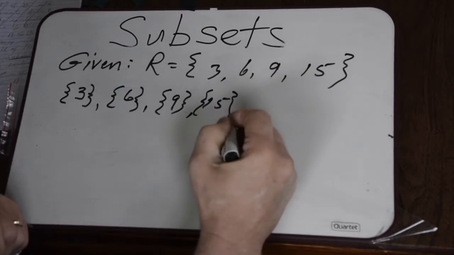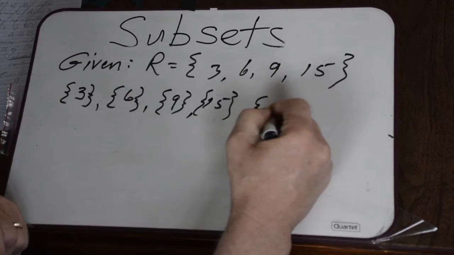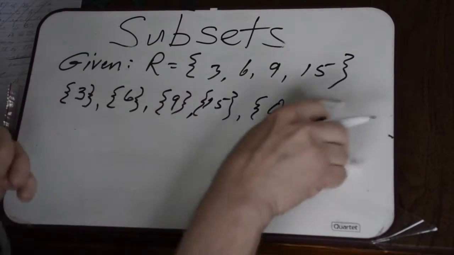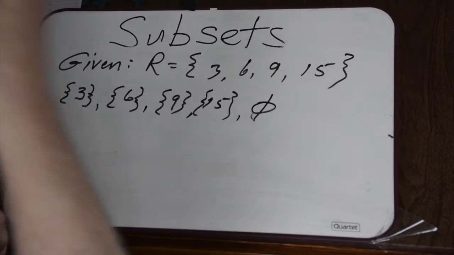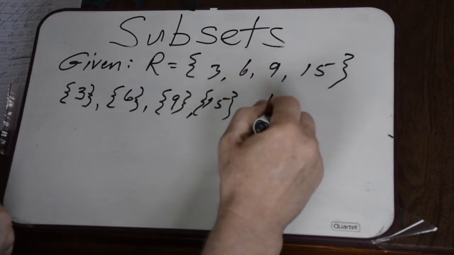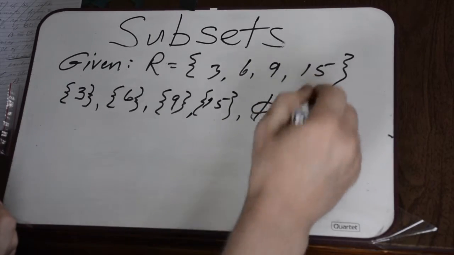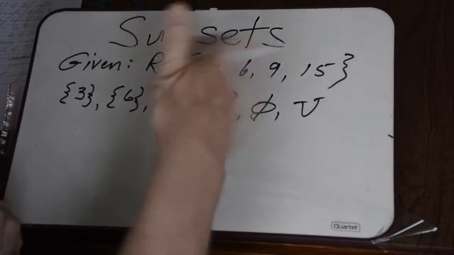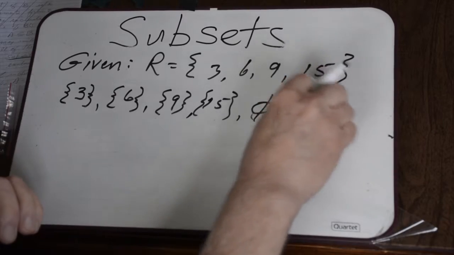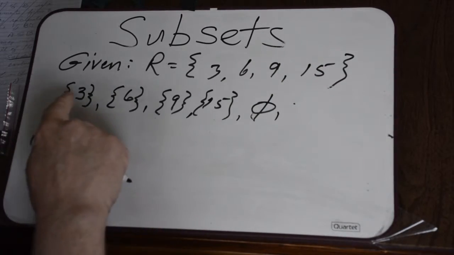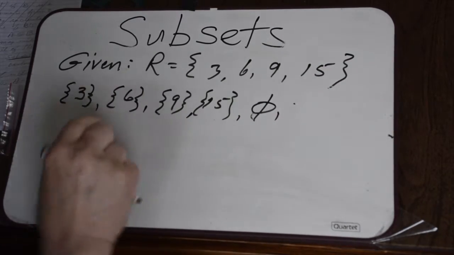I could also say, so we don't forget about it, the null set is going to be a subset. And we can even say the universal set is a subset. It's going to be all of them, but we'll write that out as a list of the four elements when we get to 4. But so far it's no elements, that's your null, and 1 element.